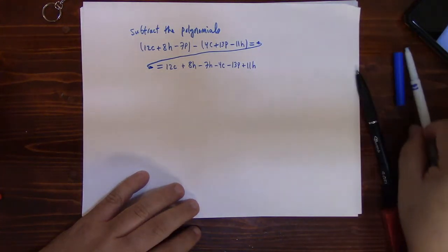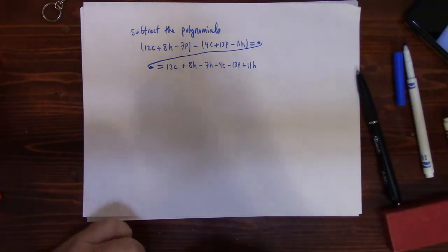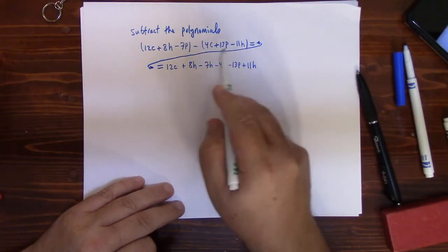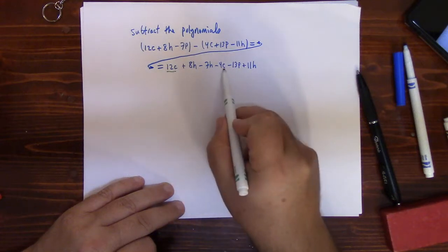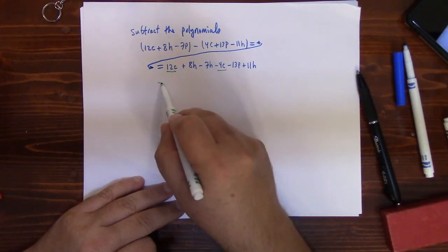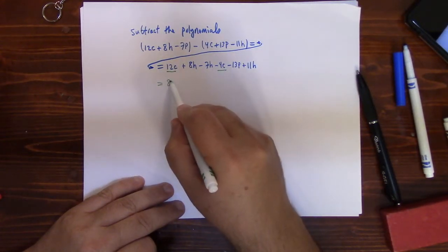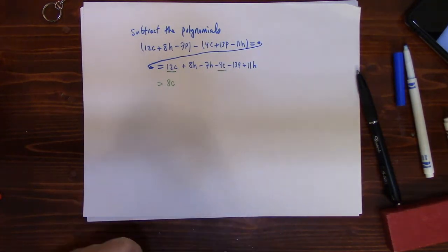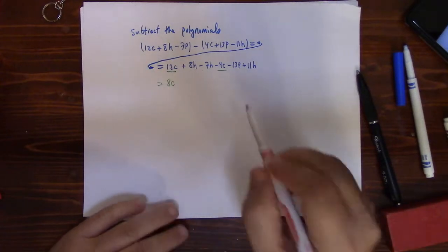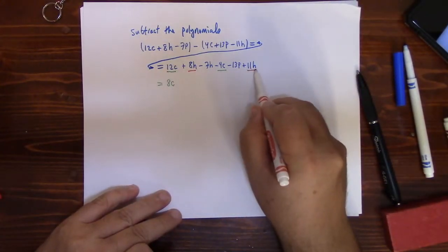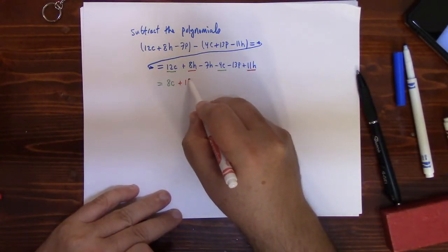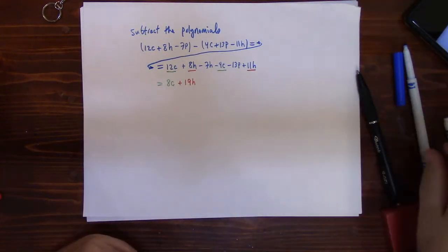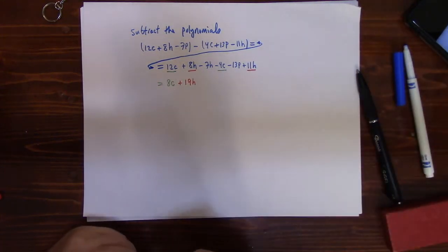Alright, then collect like terms. If you're getting this wrong, I bet it's because you didn't distribute the minus in. So these guys go together. That gives me 8c. And then this 8h goes with this 11h, and I get 19h from that. And then, what else?